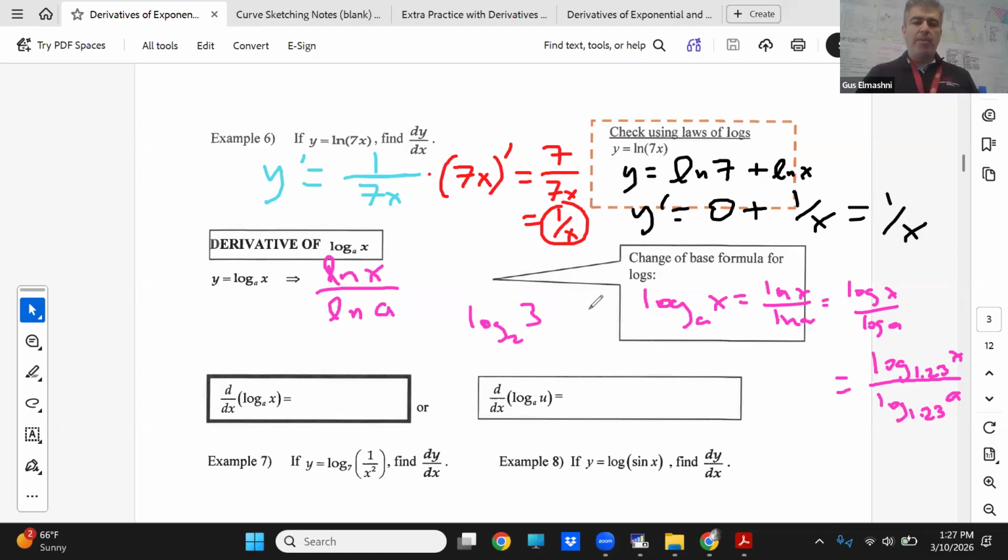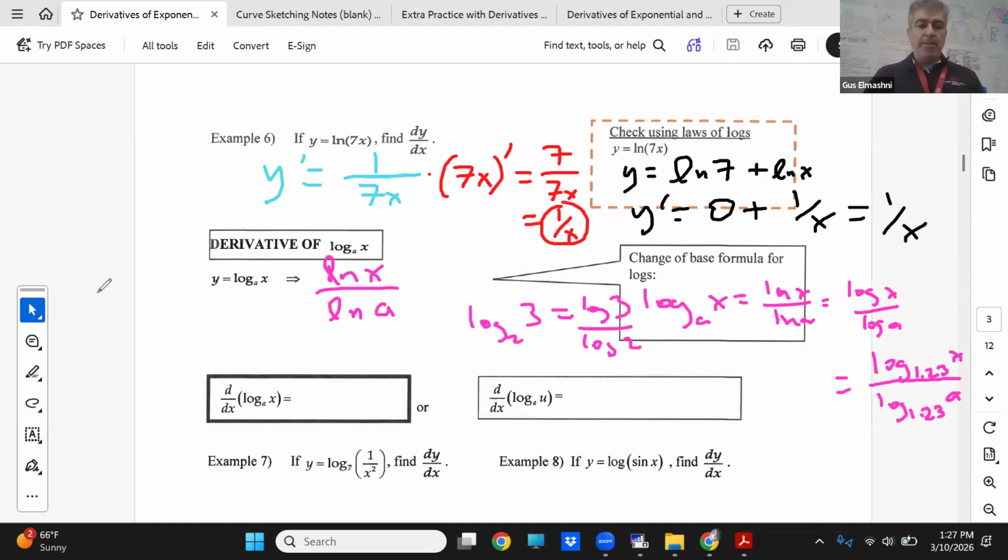You actually had to do log 3 over log 2. And he had a table of values where you looked up what log 3 was and what log 2 is, and you divide those two together. That's what you had to do. Correct. So that's what's happening here.